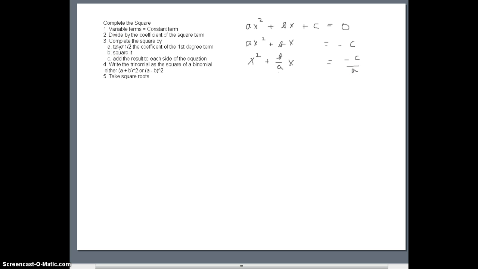Next step, we complete the square by taking 1/2 the coefficient of the first degree term. The first degree term coefficient is b over a. We'll take 1/2 of b over a. That would be b over 2a. Square it. That would be b squared over 4a squared. Add the result to each side of the equation.